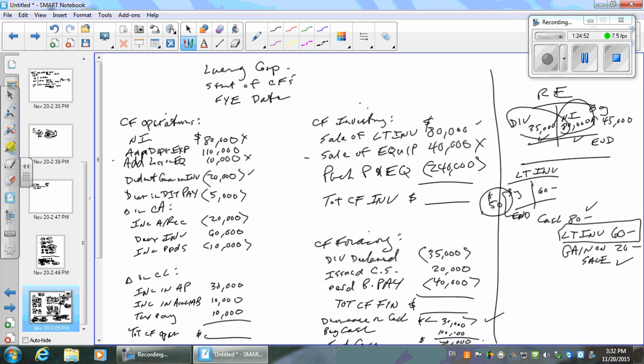I guess I can't show you what's going on with the deferred income tax because we don't have an income statement, right? Well, I'll make up a number.